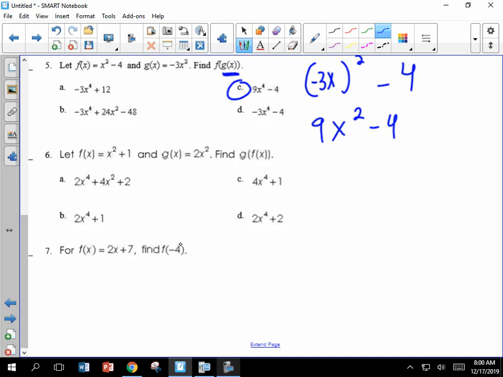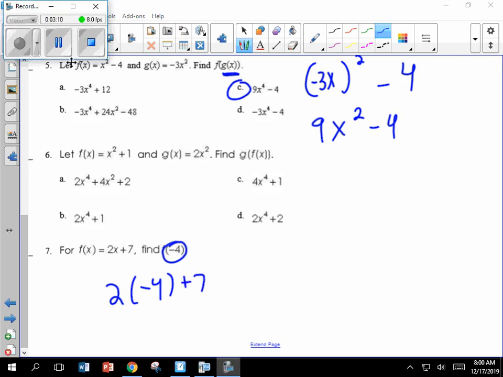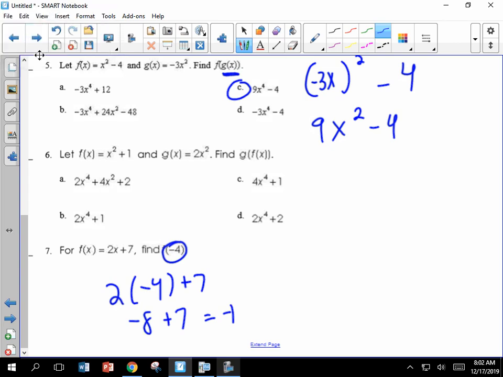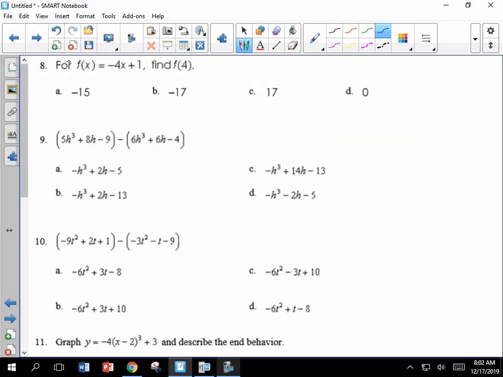It says f of negative 4, so all you're going to do is take this negative 4 and plug it in wherever there's an x. So 2 times negative 4, plus 7. So then you just do 2 times negative 4 is negative 8, plus 7. So your final answer is negative 1. All right, 8's done the same way.